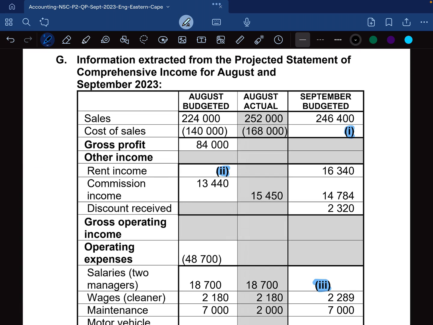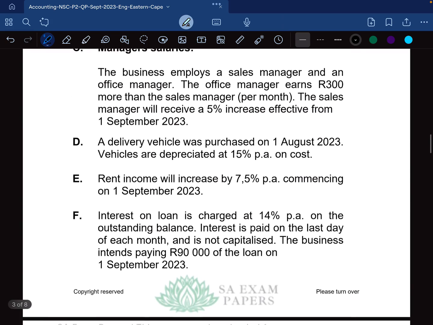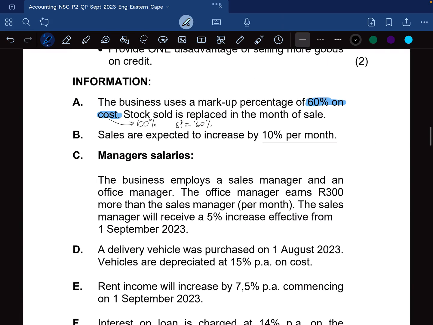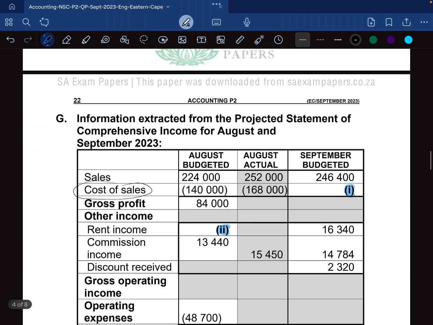Right, so the first one, we are supposed to calculate the cost of sales that are budgeted for the month of September. How do we do that? We are given the markup on cost, which is 60%, and we're given our sales of 246,400.